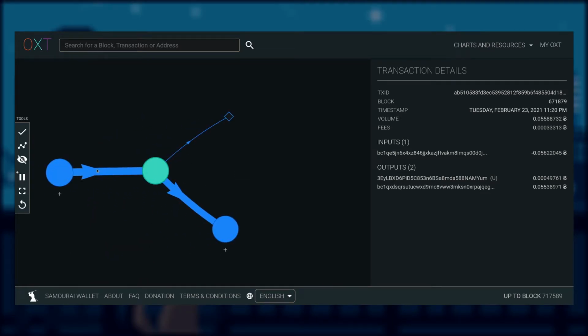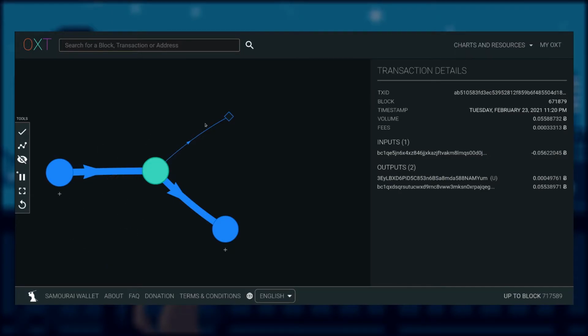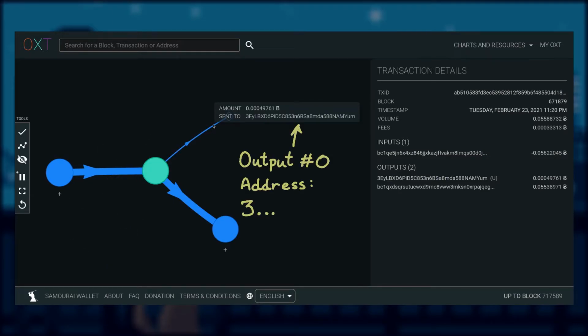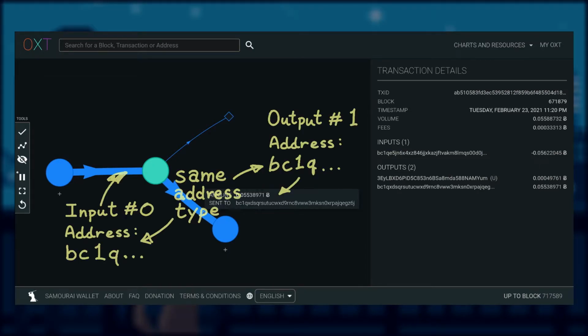Input 0 here has the address beginning with BC1Q. Output 0 on the other hand begins with 3. And output 1's address format is the same as the input. According to our heuristic, output 1 should be the change output since they have the same address format.